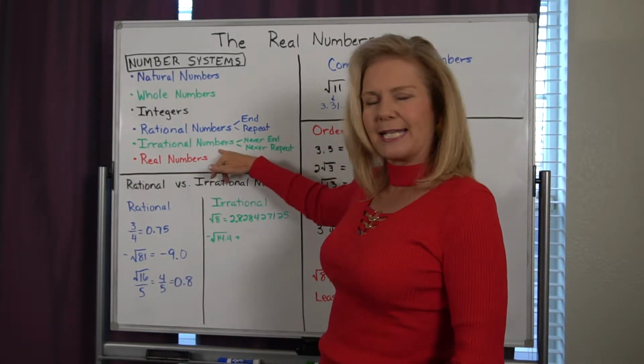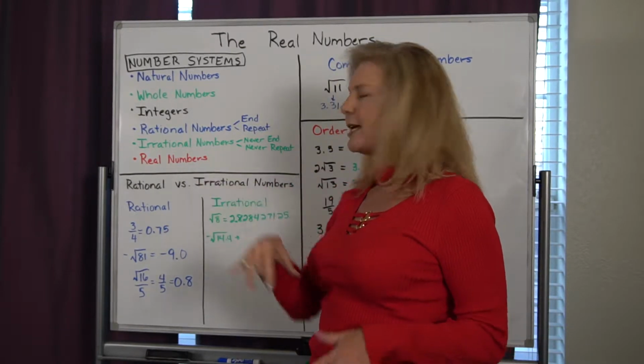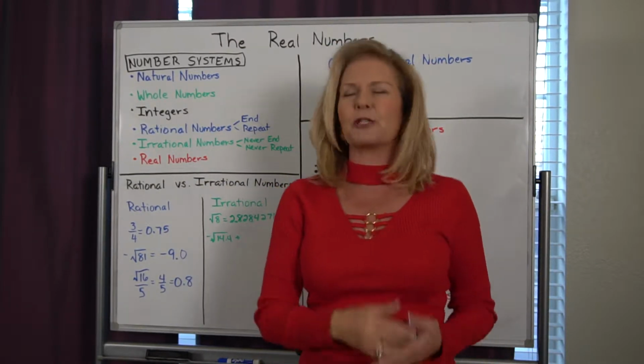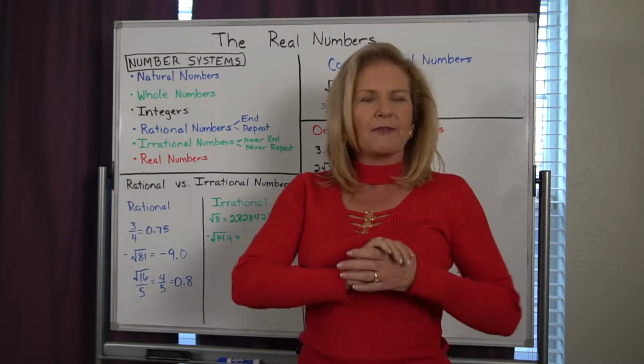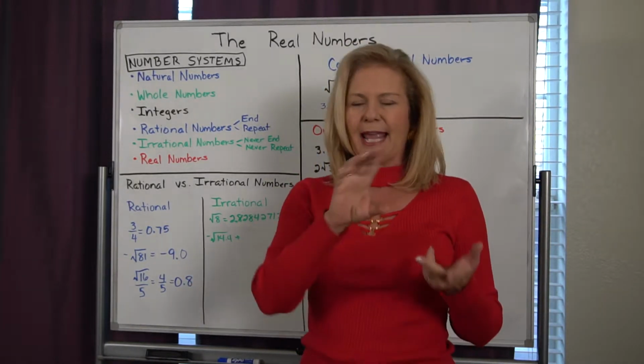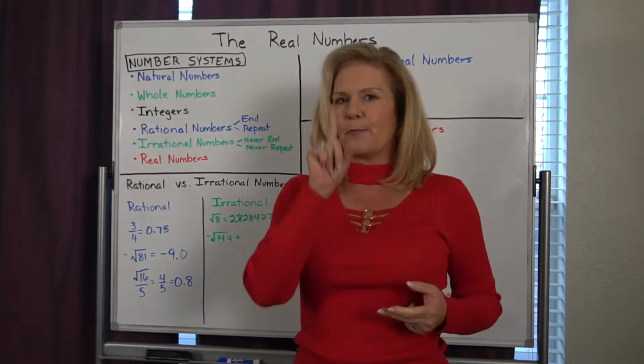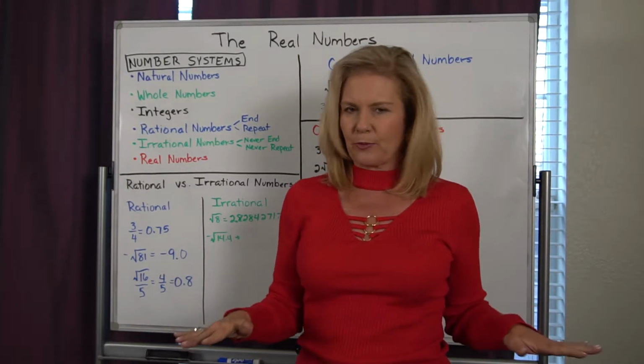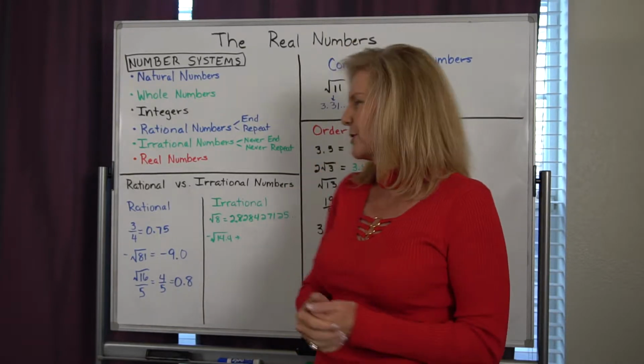And when we get to those decimals that do not end or repeat, we are then into the next number system, which are the irrational numbers. Famous irrational number, pi. It never ends and it never repeats in a pattern. But also we have a lot of our square roots. Those are also irrational numbers.